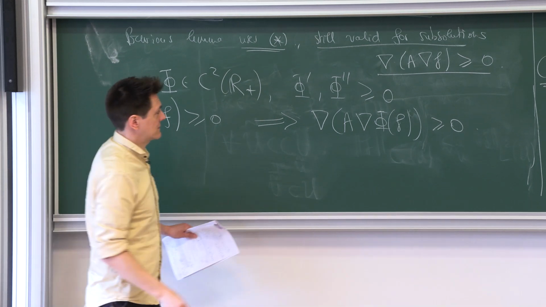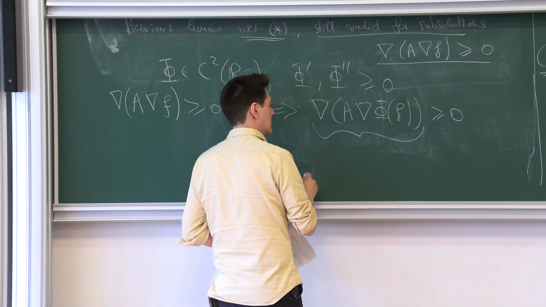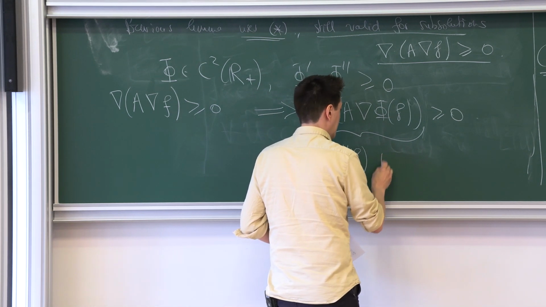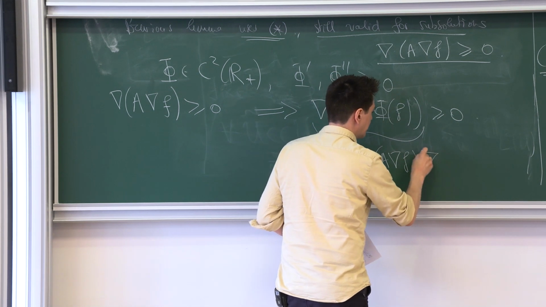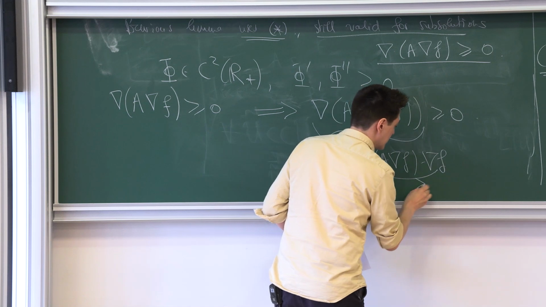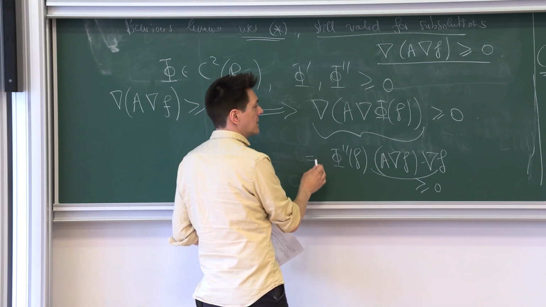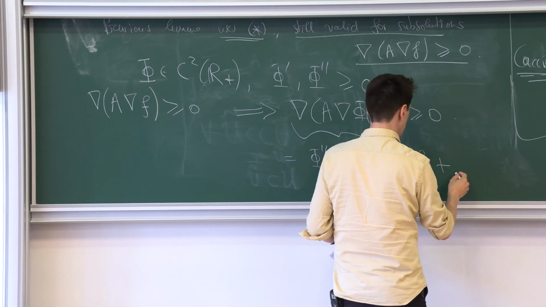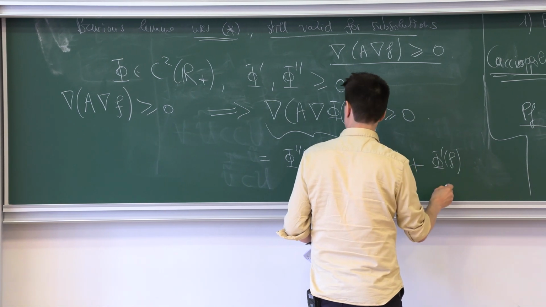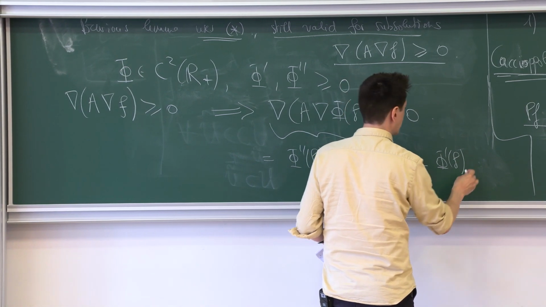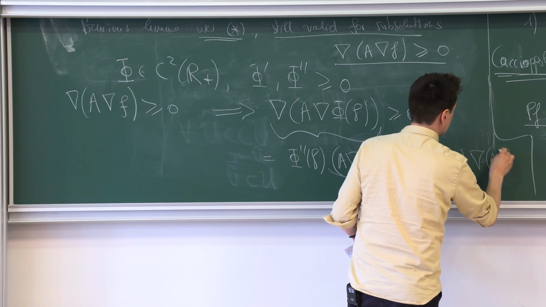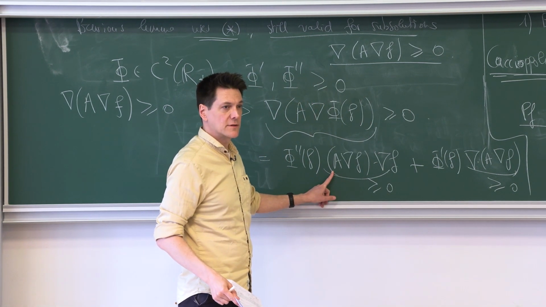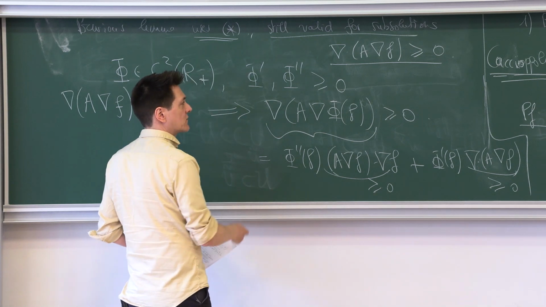Why is that? It's an elementary proof. If you expand that, you get that it is simply phi second of f times A grad f grad f. So that is non-negative, plus phi prime of f times the divergence of A grad f. That is non-negative by the equation, and the other is non-negative by the sign of the matrix. This is a positive matrix. So you still have a subsolution.